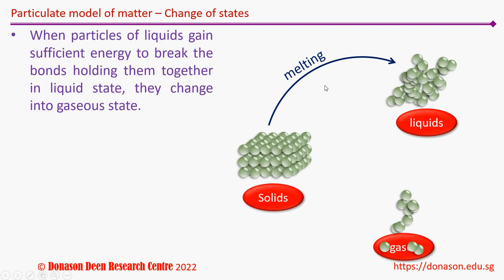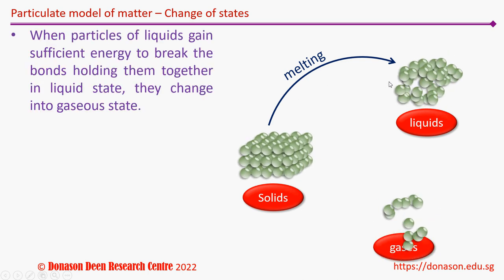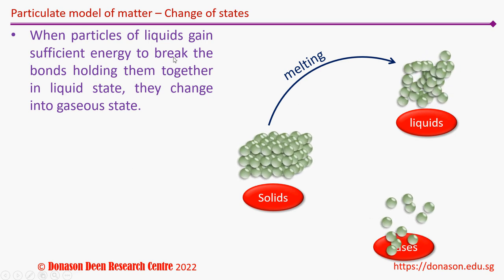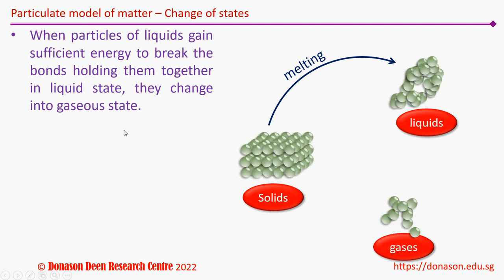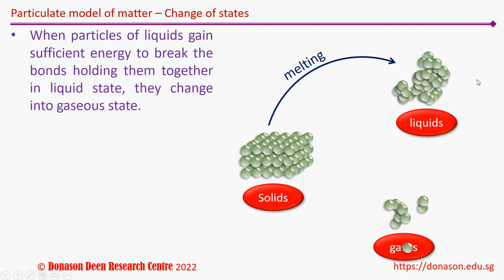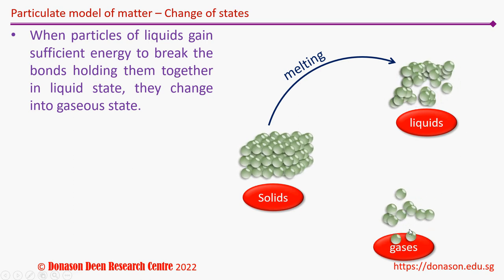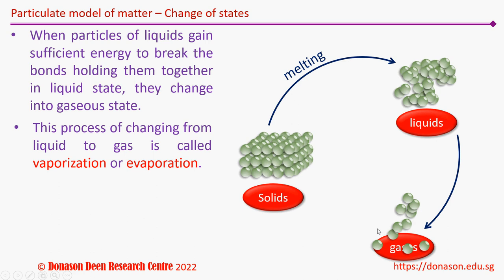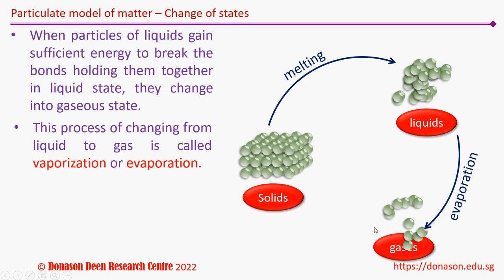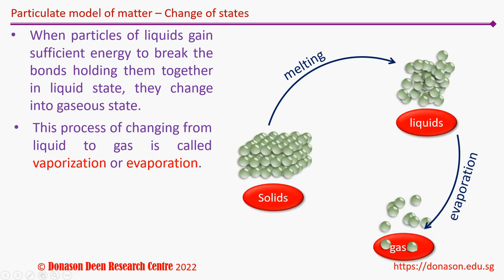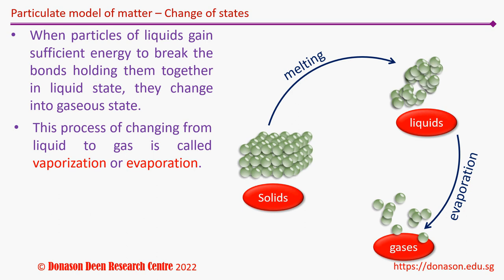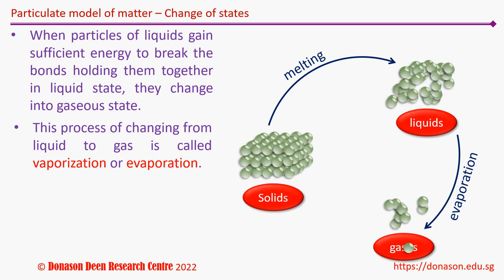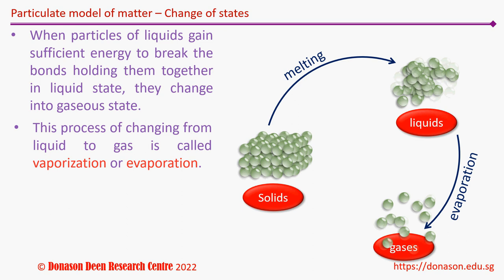Now particles in the liquid state can also gain energy, and if the energy is sufficiently large, it can break the bonds holding them together in the liquid state, and they can change into gaseous particles with complete freedom of movement. And this process of changing from liquid to gas is what we call vaporization, or it's also known as evaporation. So evaporation is a state change from liquid state to gaseous state.